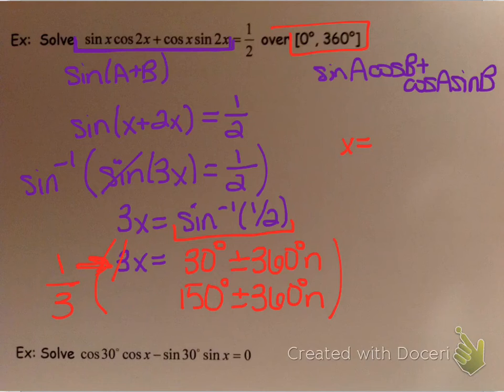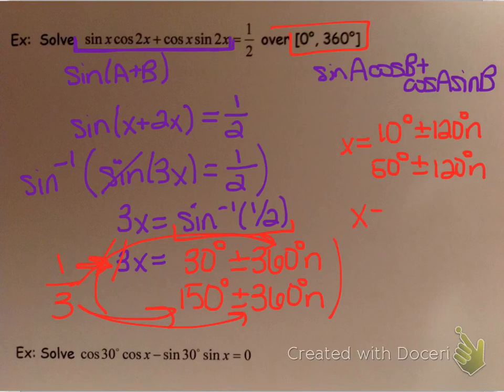Then 1/3 times 30 gives me 10 degrees. And then 1/3 has to also distribute to the 360, so it does not take 360 degrees to cycle to your next answer. You cycle every 120 degrees to another answer. Same thing happens down here. 1/3 times 150 is 50. And 1/3 times 360 is 120.